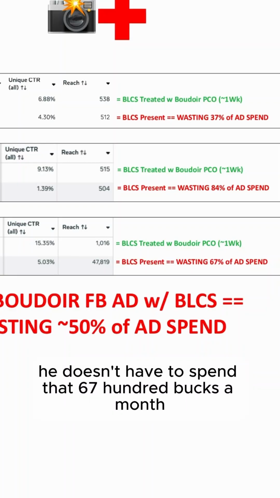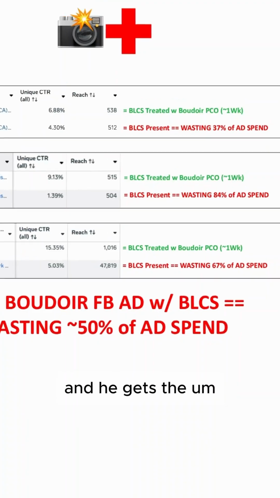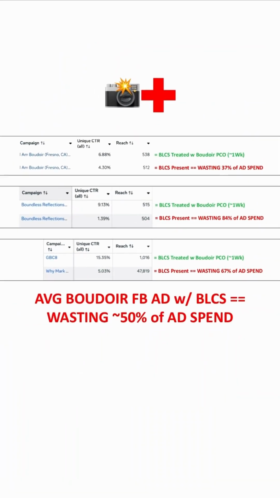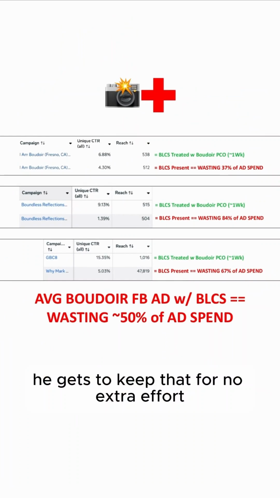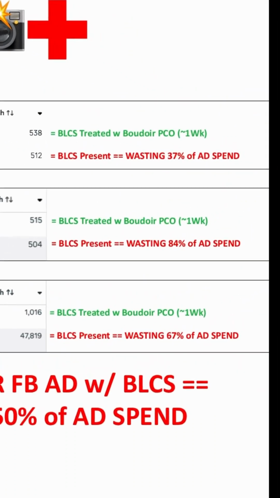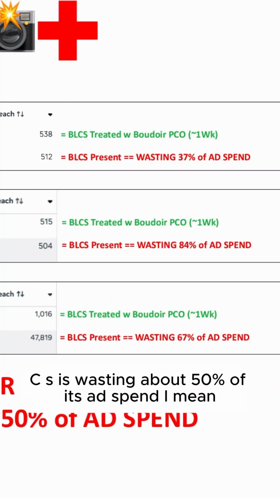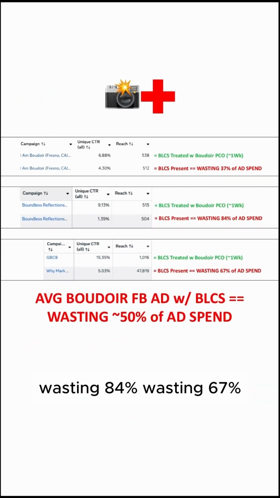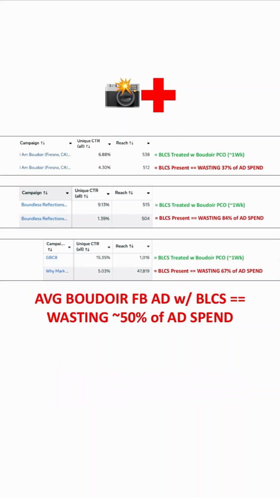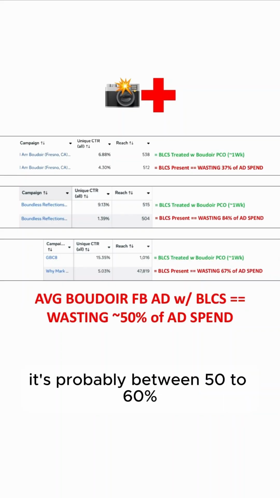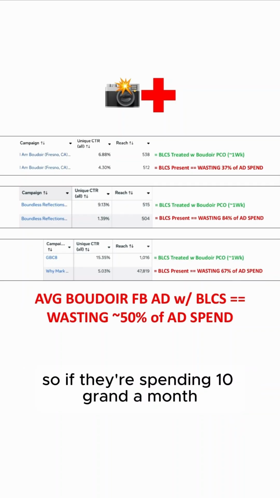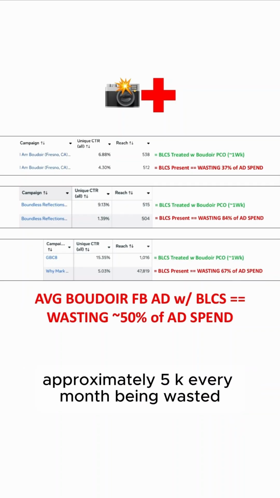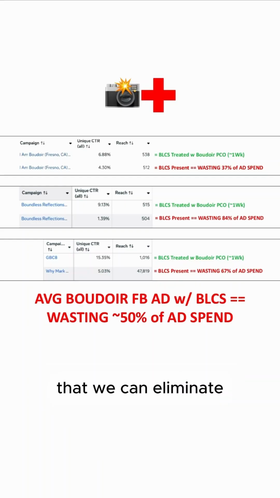And so it's kind of like he doesn't have to spend that $6,700 a month anymore, that difference, and he gets to keep that for no extra effort. So the average Boudoir Facebook ad with BLCS is wasting about 50% of its ad spend. I mean, look at these numbers here: wasting 37%, wasting 84%, wasting 67%. Average those numbers up, it's probably between 50 to 60%. So if they're spending 10 grand a month, approximately 5K every month being wasted that we can eliminate.